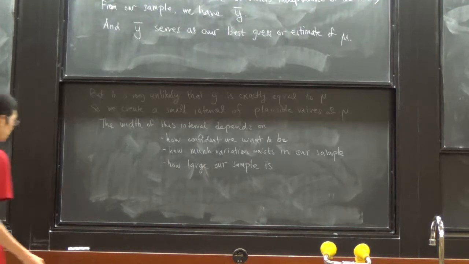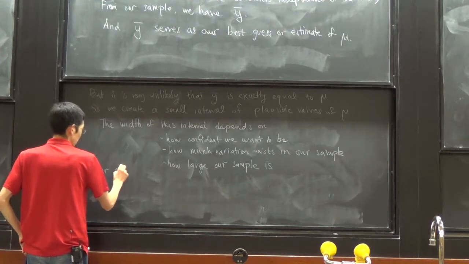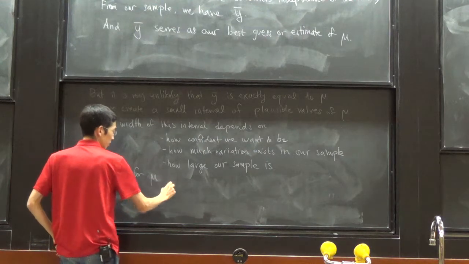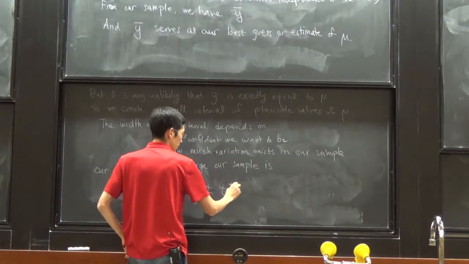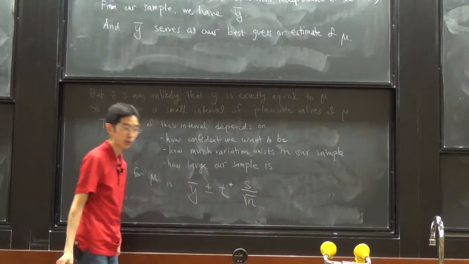And so all of this combines so that our confidence interval for mu is y bar plus or minus t star times s over the square root of n.